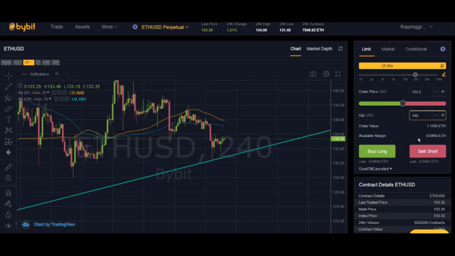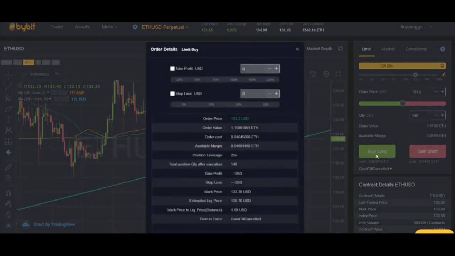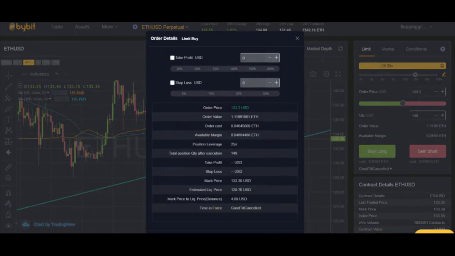So my old trade was 87 contracts. After that one successful trade, now we're at 149 contracts. So it'll be interesting to see what I can build this little pittance money up to. But either way, we're just going to push buy. We're going to go long. Confirm.